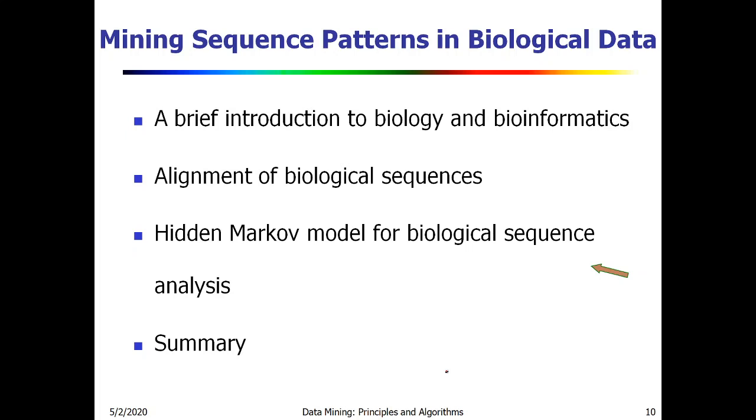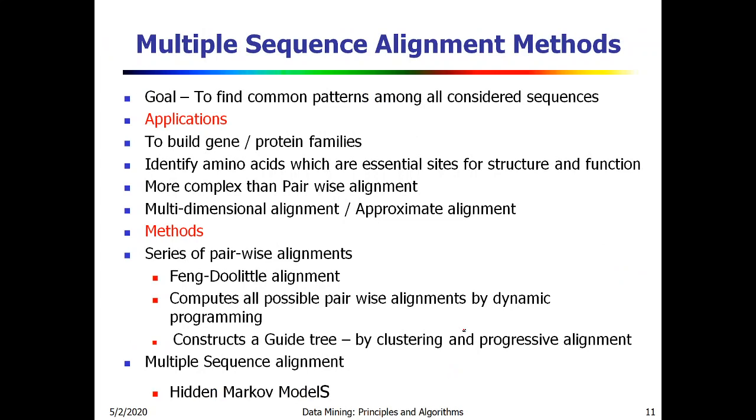Next, we are going to have multiple sequence models by using the hidden Markov model. In multiple sequence alignment, the goal is, when we have a large set of sequences, to find out, using this Markov model, the common pattern considering certain sequences. We use it to build a gene or protein family, or identify the amino acids that are essential sites for structure and function, and for more complex alignments beyond pairwise, such as multi-dimensional alignment and approximate alignment.